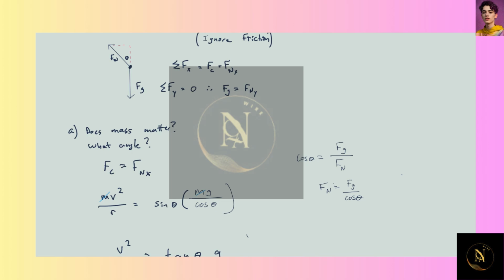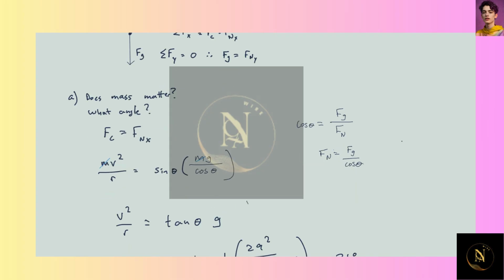Otherwise, we'd have trucks that had to go at a different speed limit than cars, and it would be a mess on the road. So mass actually has no bearing on what angle to set this curve. So now we're down to v squared divided by r.